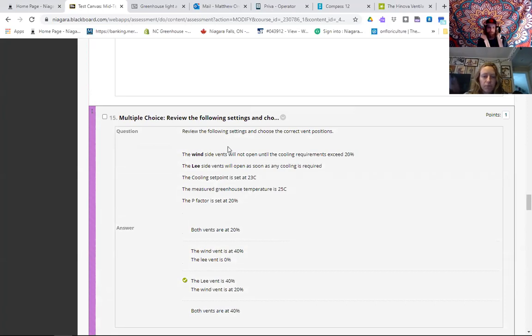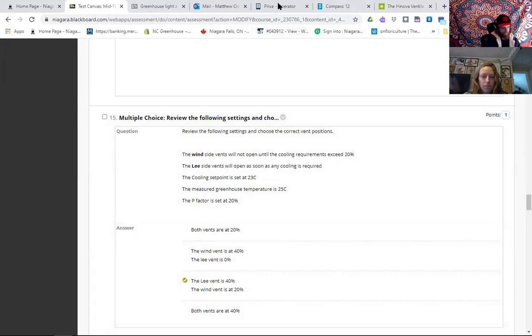So review the following settings and choose the correct vent position. Now, I didn't get into this with the lecture, so you kind of had to teach yourself on this one. So I hope that you guys understand. So let's do the question first, and I'll go into the settings after.